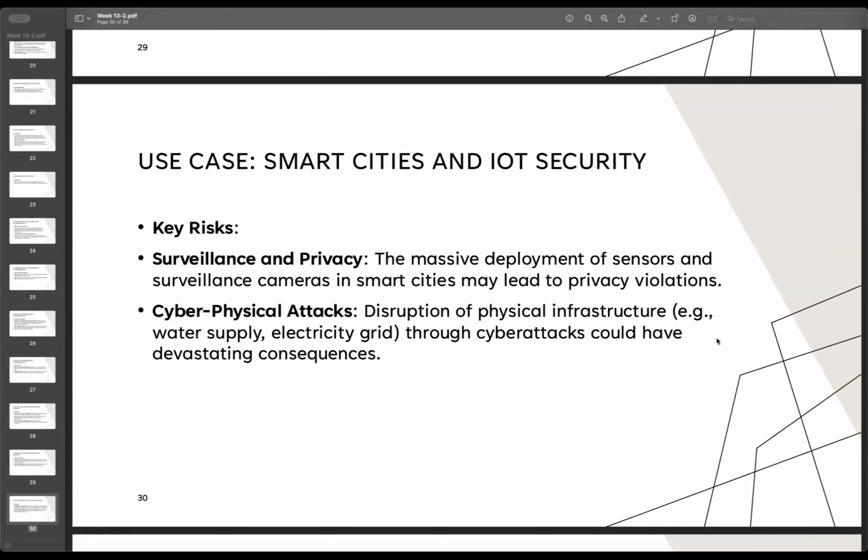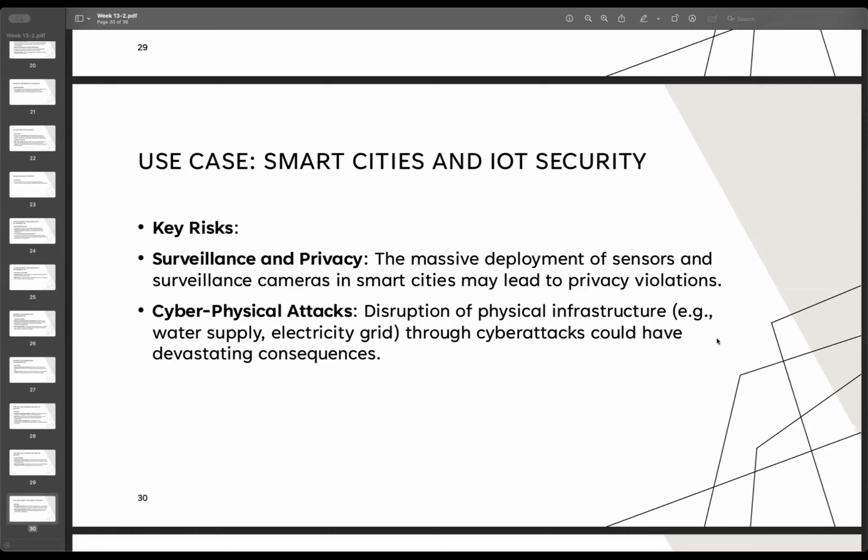And also the risk of surveillance or privacy we talked about, because with the deployment of sensors and cameras in the smart city, it may lead to privacy violations too. Maybe based on the current regulation policy they don't match, or there's something called a cyber-physical attack. So that's the idea: they may disrupt the physical infrastructure.